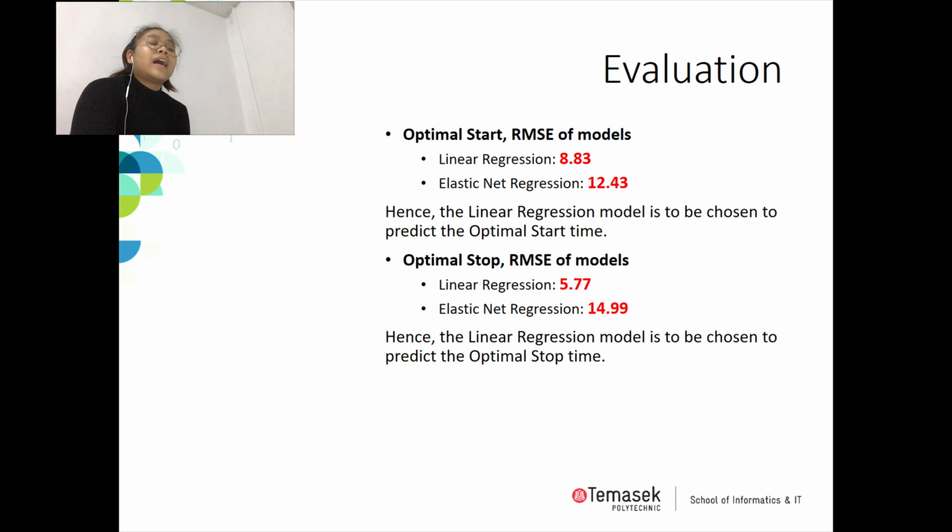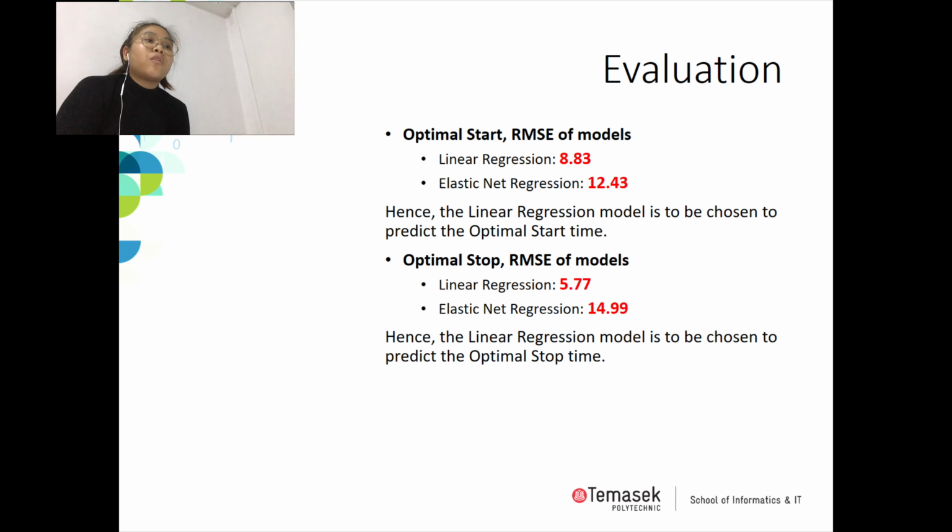So once we have created such models, we went ahead and followed the same steps for another different type of model. In this case, we use elastic net regression, following the same steps, only a different type of model.